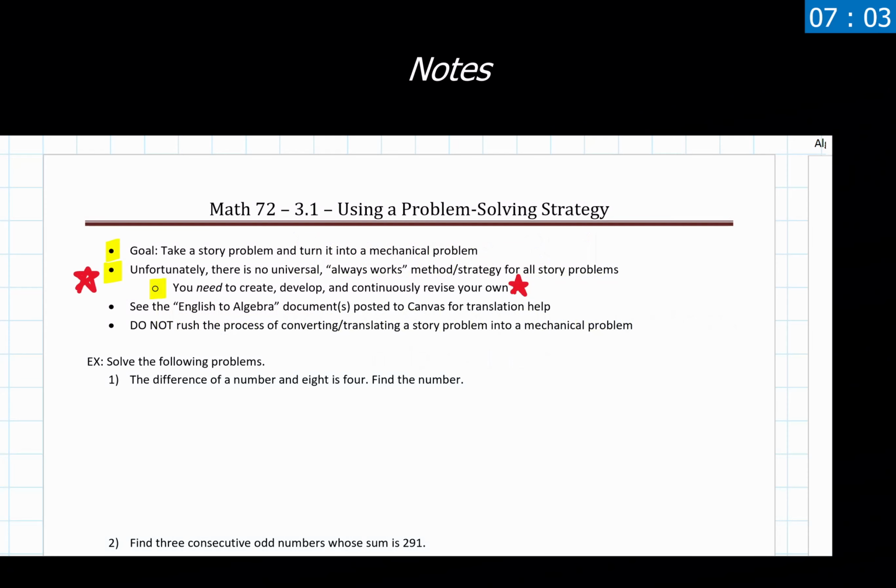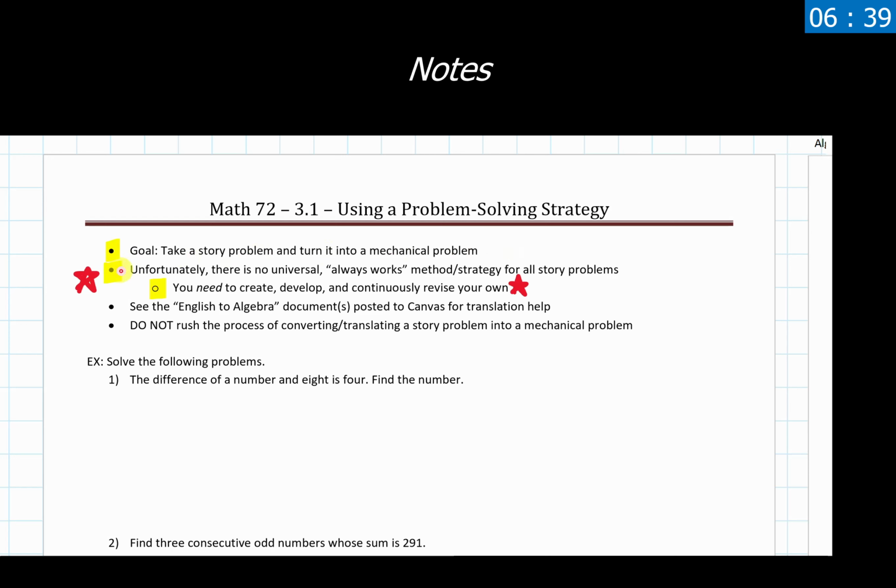In this video, we're going to discuss how to use a problem-solving strategy, or different types of problem-solving strategies, for story problems. So our overall goal with this, and with a lot of story problems in general, is to take a story problem and turn it into a mechanical problem, similar to something we've seen in our Chapter 2 material, and then solve it using those methods.